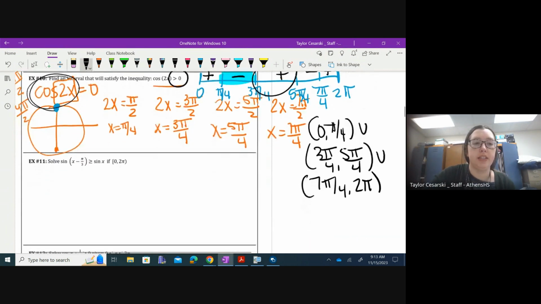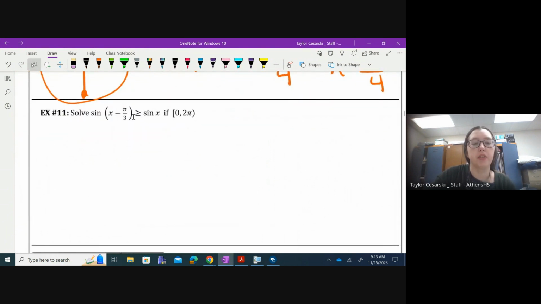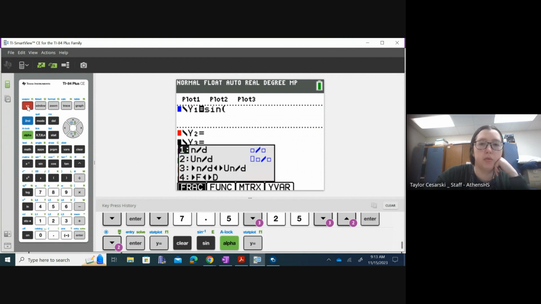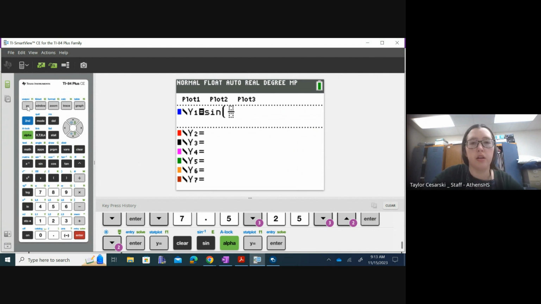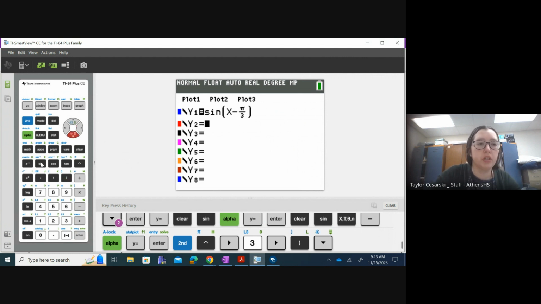All right, now in example 11, it gets a little bit more complicated. We're not going to be able to solve this by hand. We're going to have to use our calculator. So in my y equals, I'm going to type in sine of x minus pi over 3. And then in my second one, I'm just going to do sine of x.